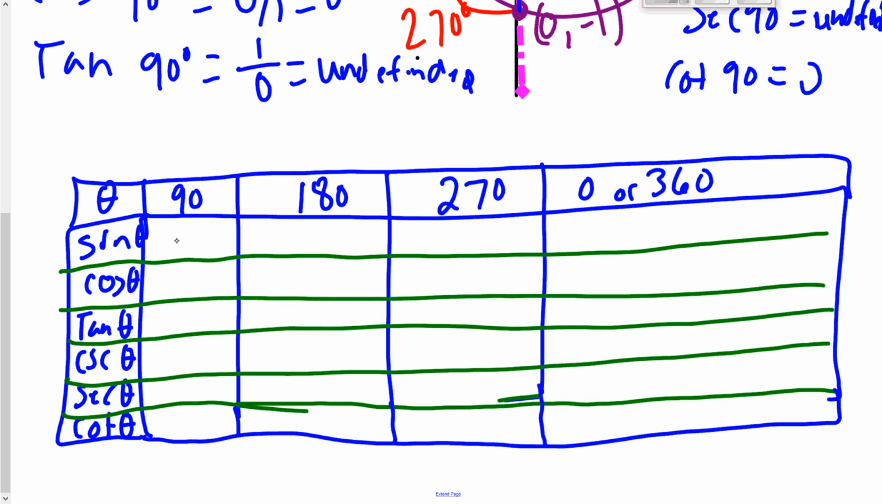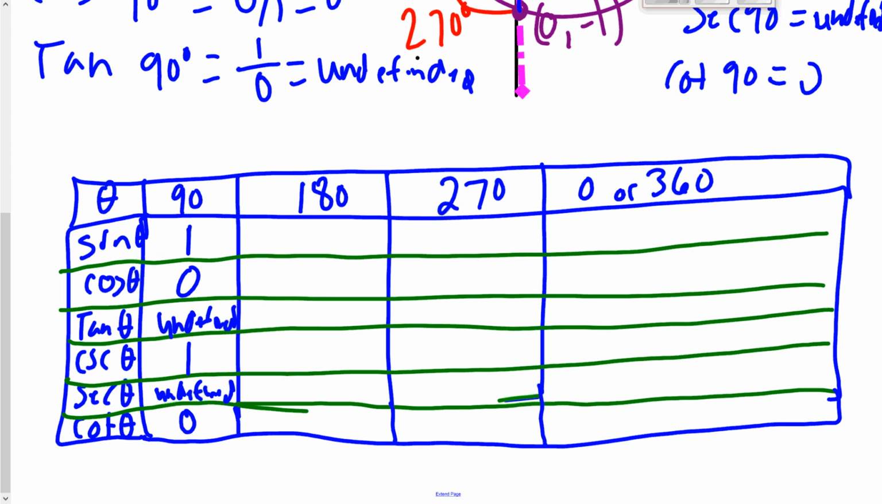So like we said, sine of 90 is 1. Cosecant of 90 is 1. Cosine is 0. Secant is undefined. Tangent is undefined. And cotangent is 0.